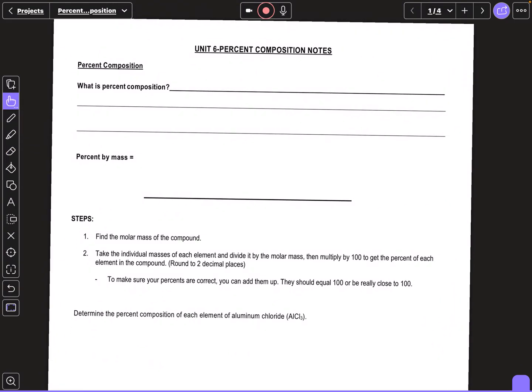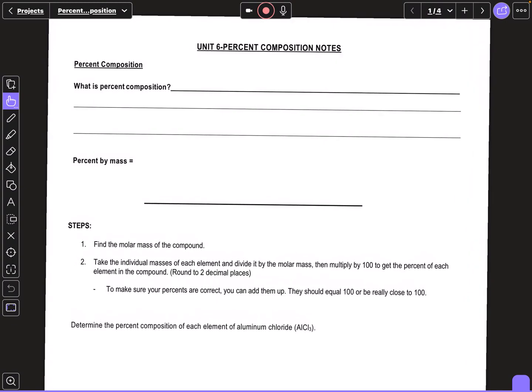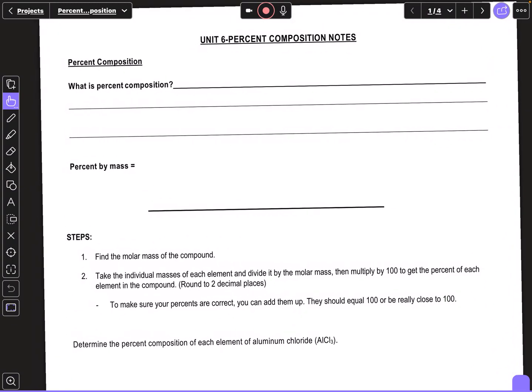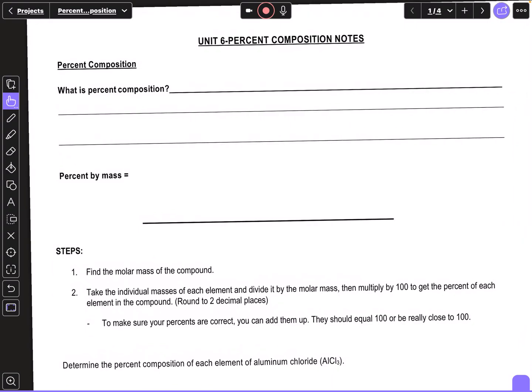Okay, so today we're going to talk about a concept called percent composition. It's part of Unit 6. So far, we have talked about finding the molar mass of compounds, and that's how much 1 mole of a compound weighs when you add up the individual masses of the elements in a compound. And then we have talked about how to convert moles to grams and grams to moles.